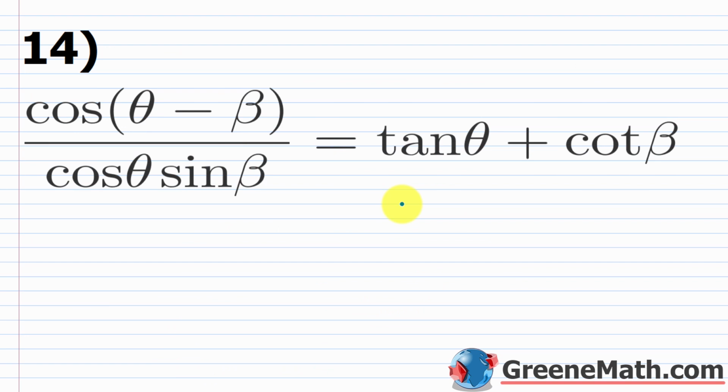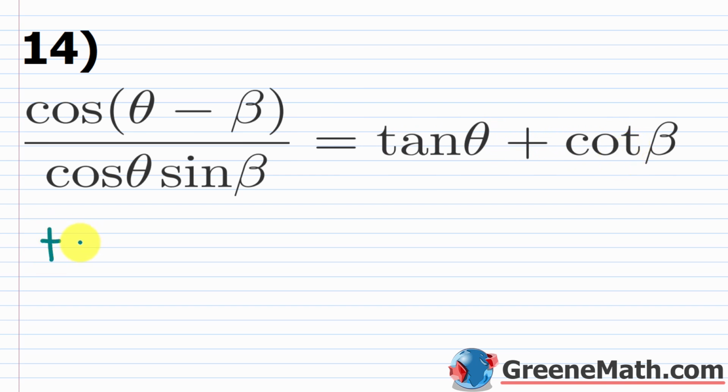All right, for problem 14, we're going to verify this identity. So we have the cosine of theta minus beta over the cosine of theta times the sine of beta. This is equal to the tangent of theta plus the cotangent of beta. So let me actually flip this. This is going to be the simpler side. And this is how I like to format it.